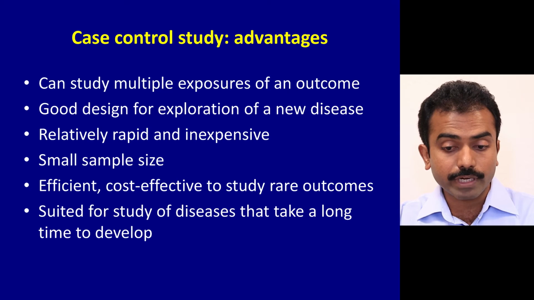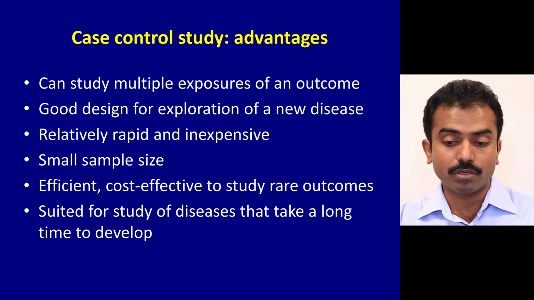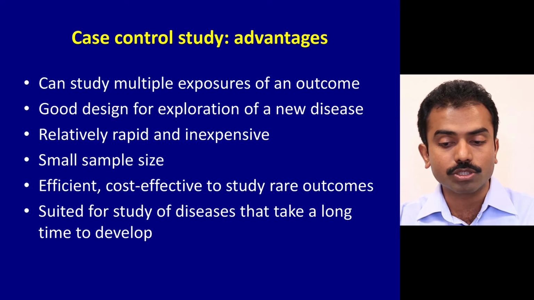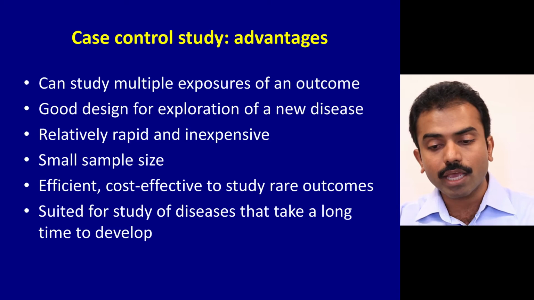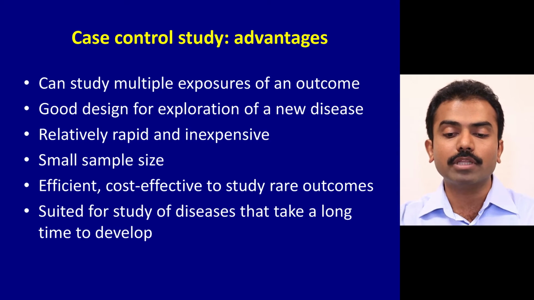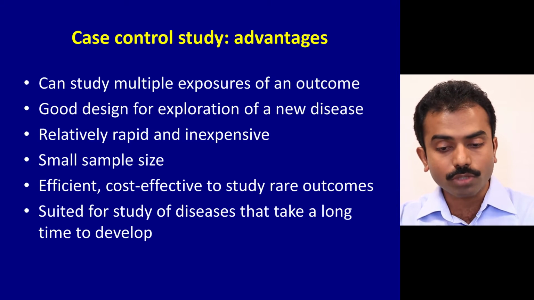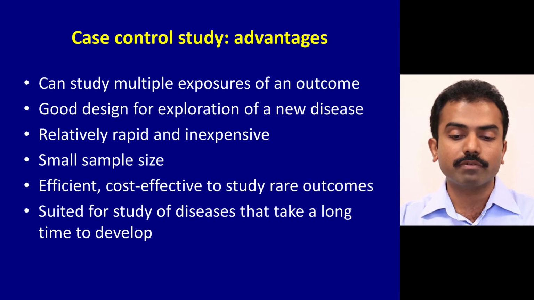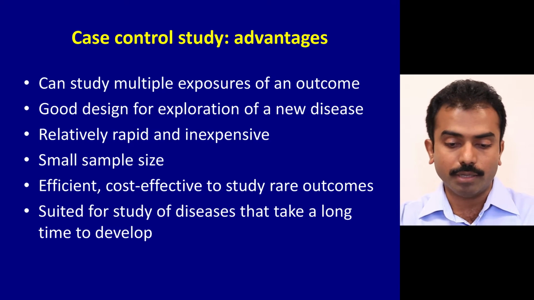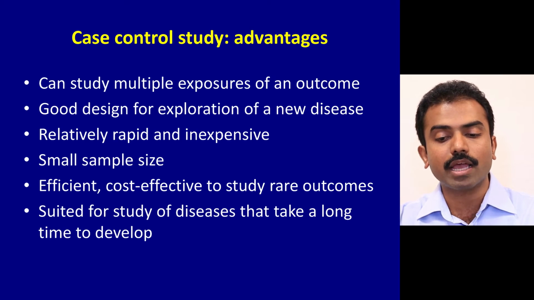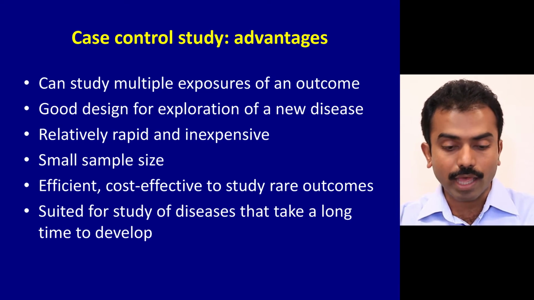It's efficient, so a cost-effective study, especially when the outcomes are rare. You want to go for a case control study, because if the outcomes are rare, and you want to do an incident study or a cohort study, it's going to take a long time and require a large number of people in the study design and make it very, very expensive. Whereas in a case control study, you can directly pick people with the outcome, have a comparison group without the outcome, and study what is the prevalence of exposure in both. And it is also suited for diseases that take a long time, just like cohort design. Wherever cohort designs are not suitable, case control study helps.